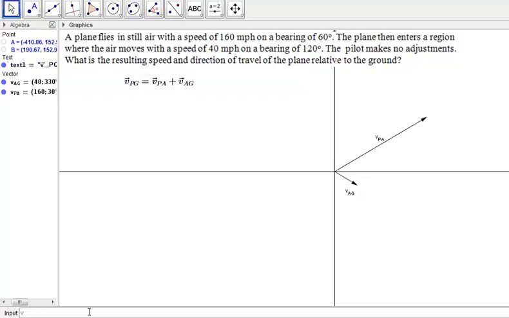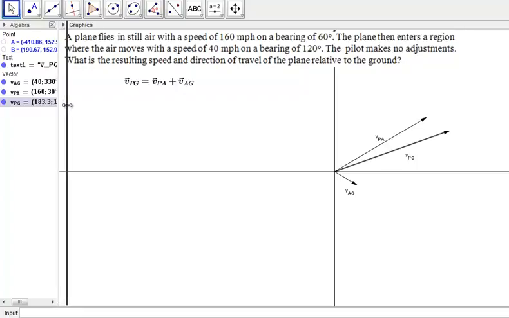So that becomes simply velocity of the plane relative to the ground is equal to the sum of those two velocities. So that's the velocity of the plane relative to the air. Note you have to use the very same variable names that you specified. We add those up and we get this.